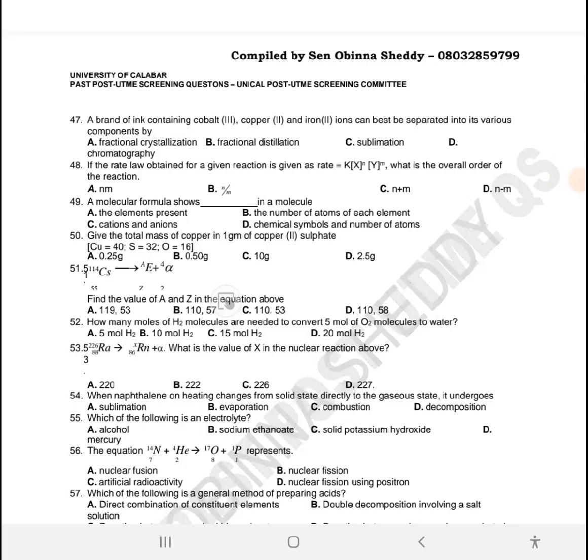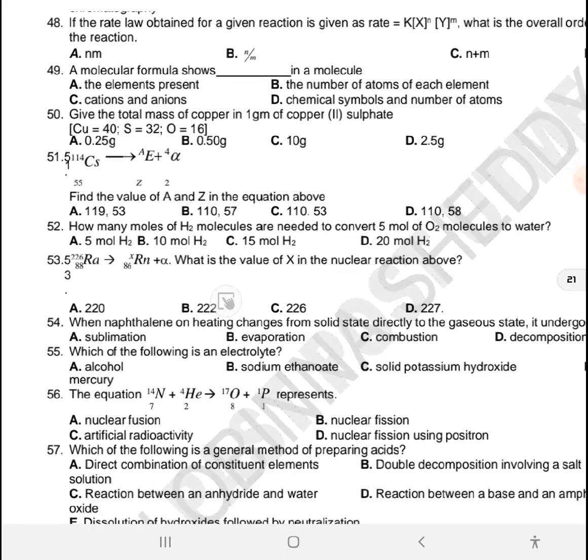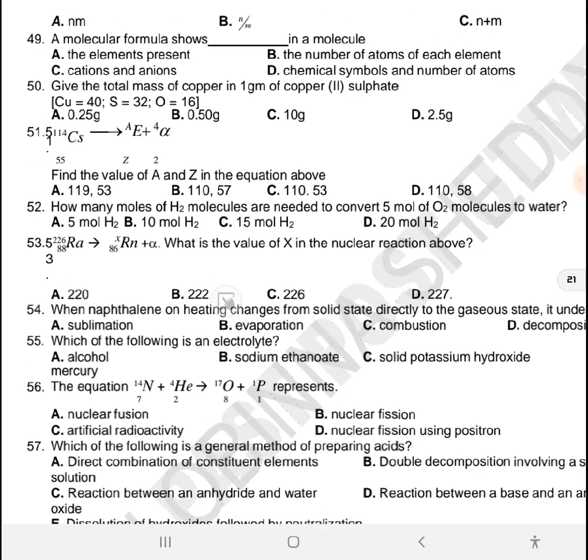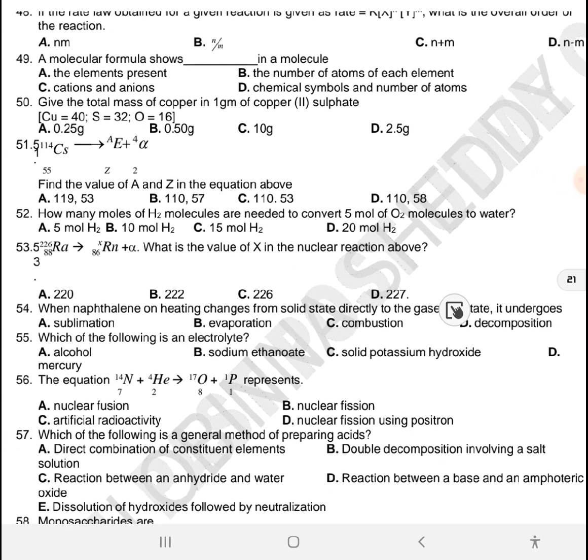So in this clip, we'll touch question 50 and above to the last part of it, which stopped at question 70. So 50 has to do with calculation and I want to demonstrate that. 51 similar, 52 similar, 53 similar. 54: when naphthalene on heating changes from solid state directly to gaseous state, it undergoes sublimation. Whenever a substance changes from solid to gaseous state without passing through the liquid state, it is called sublimation. 54 is option A.